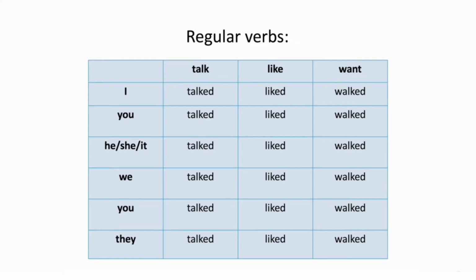Notice how talked is not pronounced talk-ed. Regular verbs in the past simple tense are pronounced with a t or a d sound at the end. Talked, liked, walked. Also notice that unlike the present simple, the ending of regular verbs in the past simple tense remains the same for all pronouns.